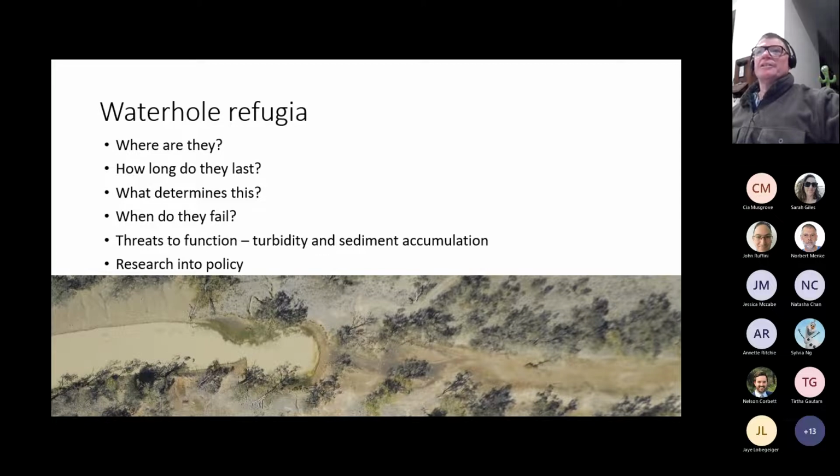We want to know, when do they actually fail? Is it when they're dry, or is it before they're dry? We want to understand some of the threats to their function. And I'm also going to give an overview of a little bit about how this research and understanding has fed into policy in water plans.